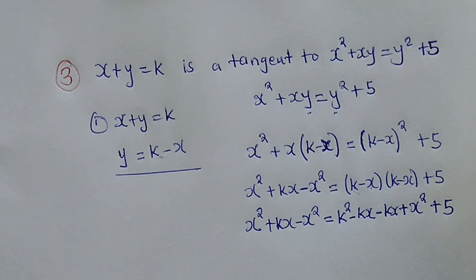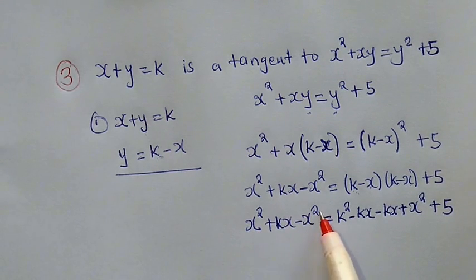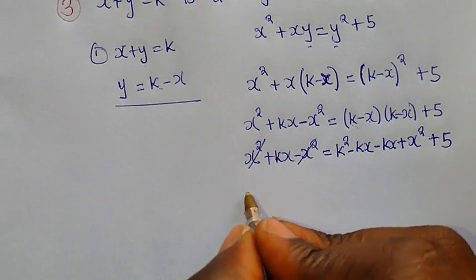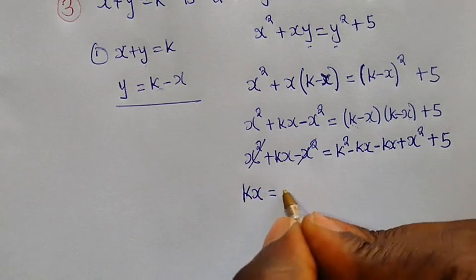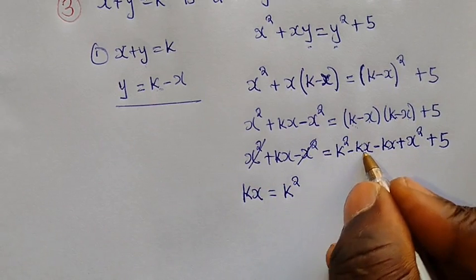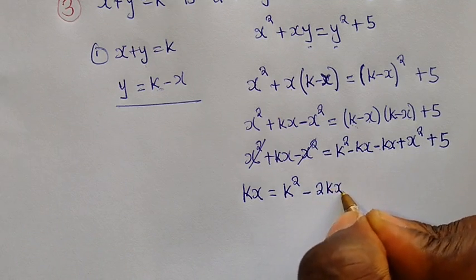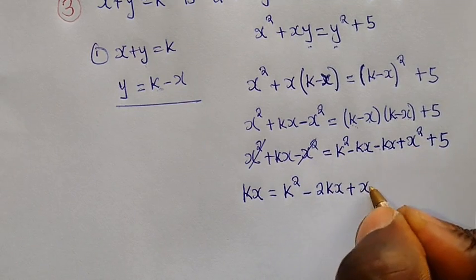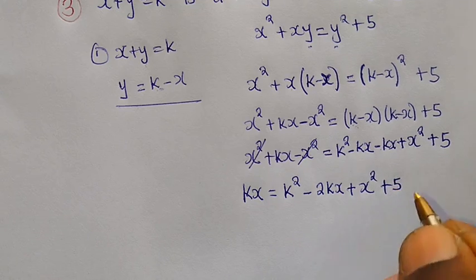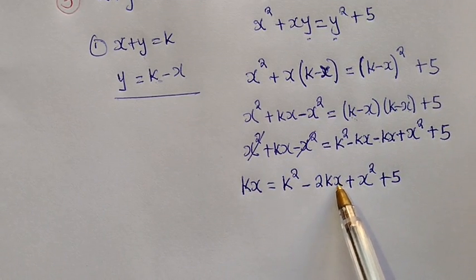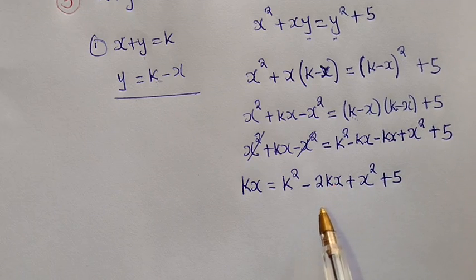So from here, what we can do is we have x squared right here and negative x squared. So this can cancel this, and these will cancel. So from here, we are just going to remain with kx is equal to k squared, negative kx minus kx, this would be negative 2kx, then plus this x squared, then plus a 5. So from here, we can see kx, there is another negative 2kx. So these again, they are like terms.